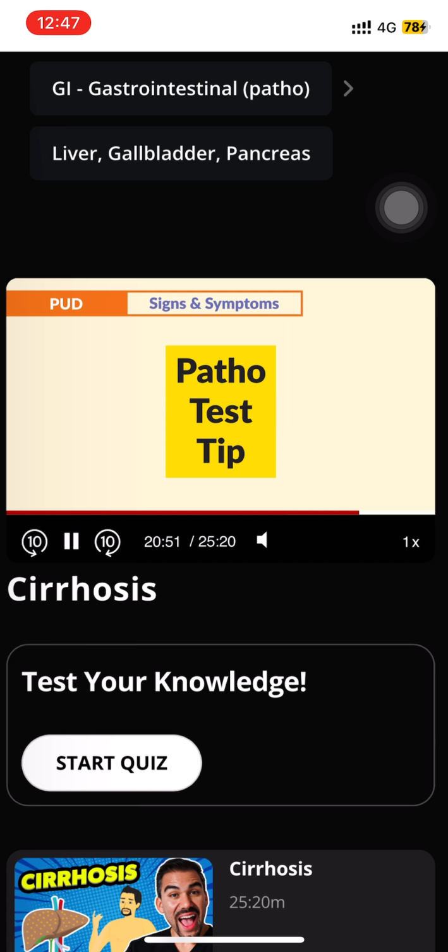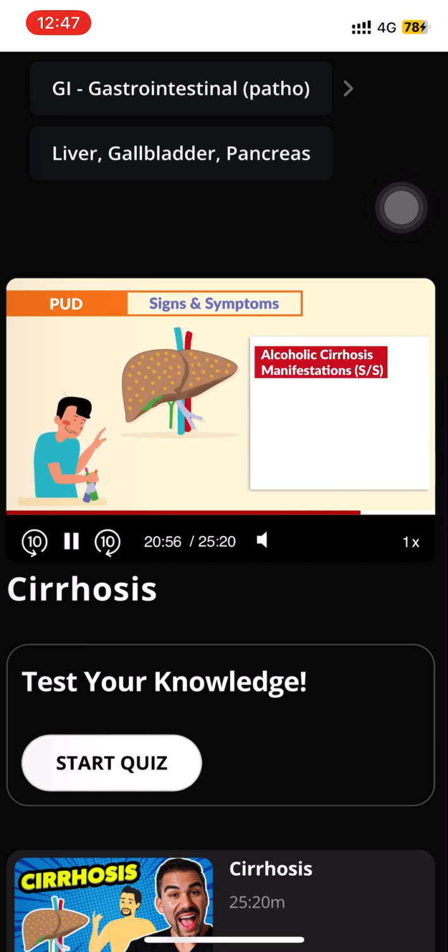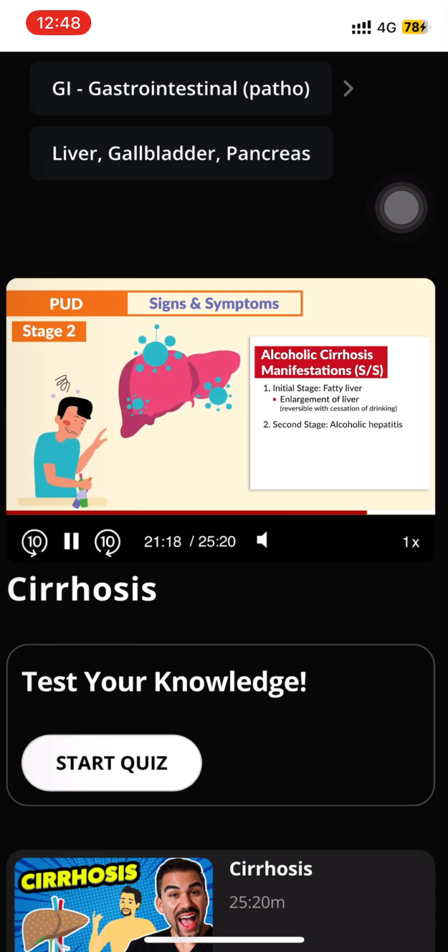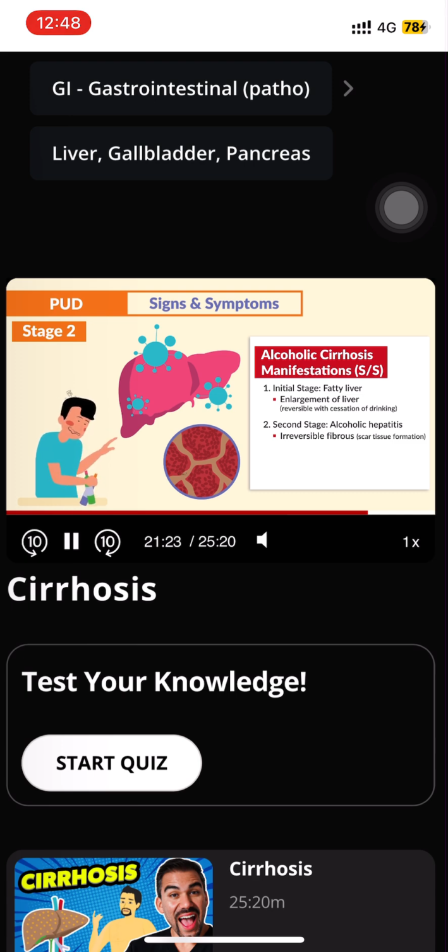Now for a little test tip for your pathophysiology exams on the highly tested alcoholic cirrhosis manifestations, or signs and symptoms. So number 1 is the initial stage. We see a fatty liver with enlargement of the liver. Now this stage is reversible with cessation of drinking, or fancy words for stop drinking. We can reverse the problem. Now progressing into stage number 2, the second stage, of alcoholic hepatitis. This is irreversible fibrosis. Fancy words for scar tissue formation within the liver.